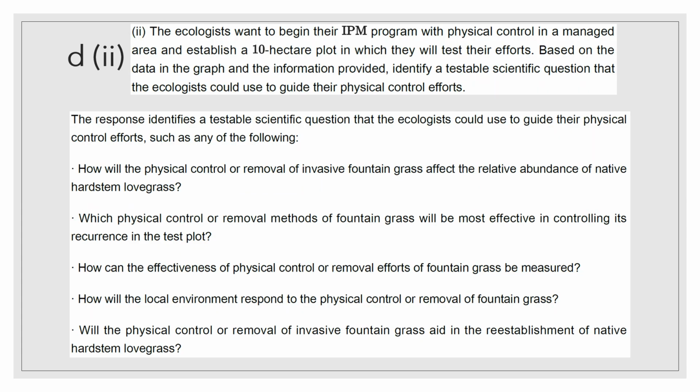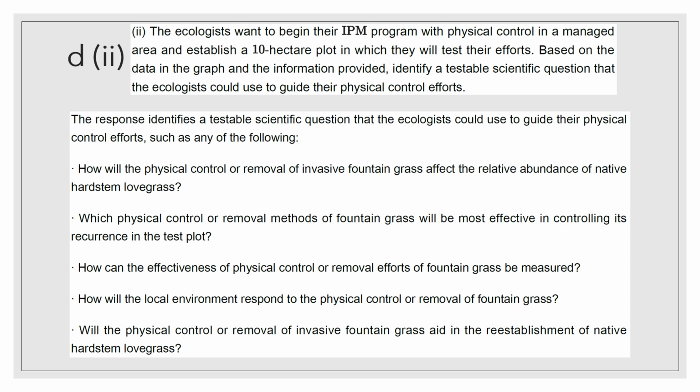Number 2, the ecologists want to begin their integrated pest management program with physical control in a managed area and establish a 10-hectare plot in which they will test their efforts. Based on the data in the graph and the information provided, identify a testable scientific question that the ecologists could use to guide their physical control efforts.